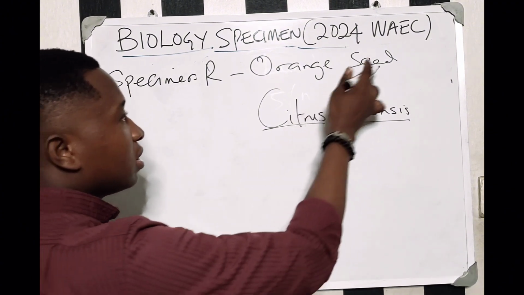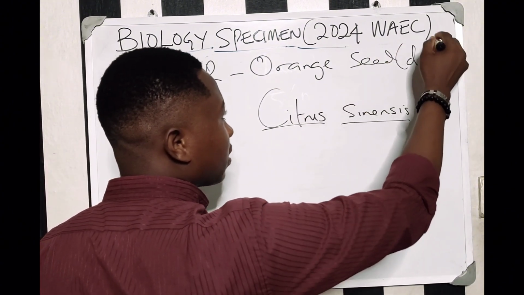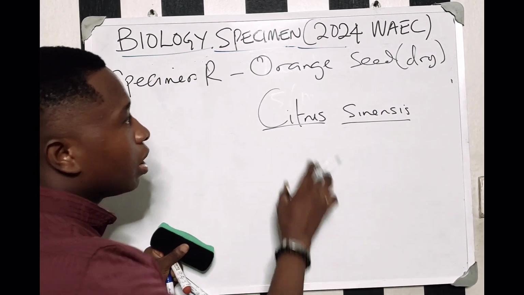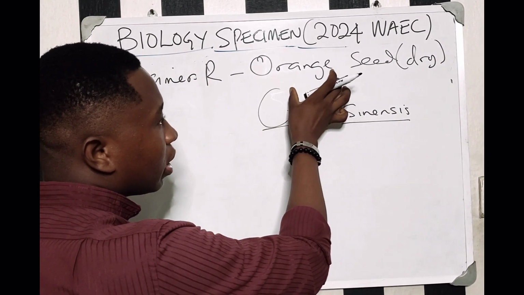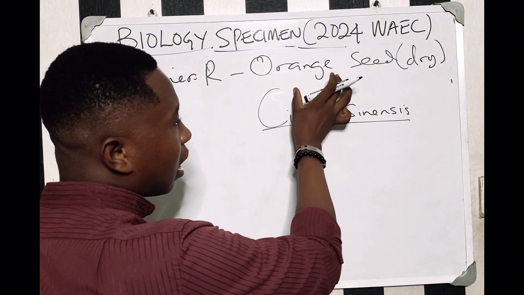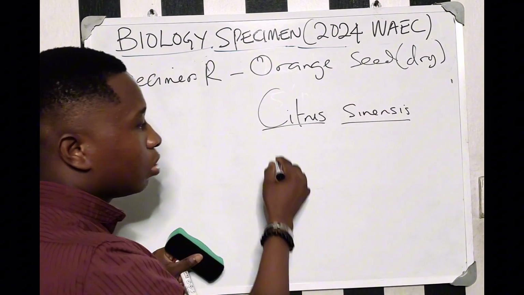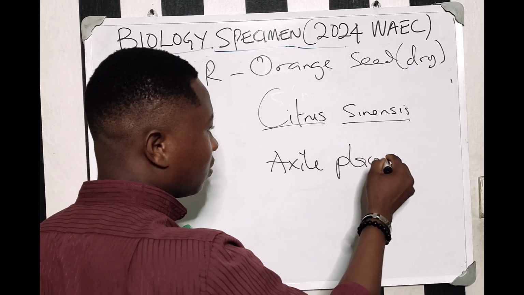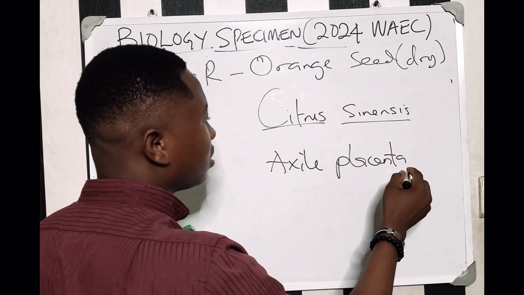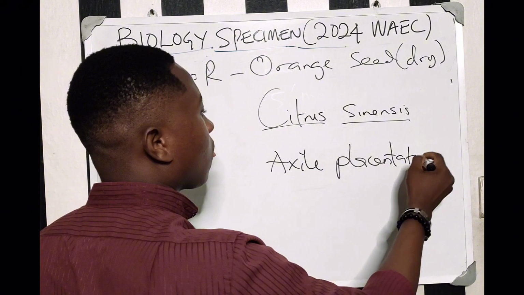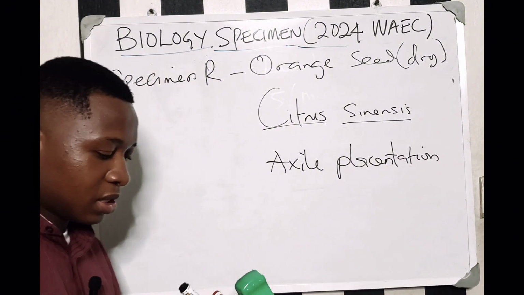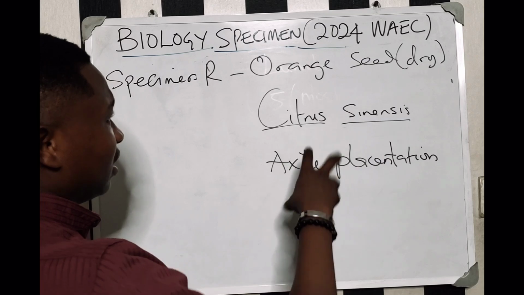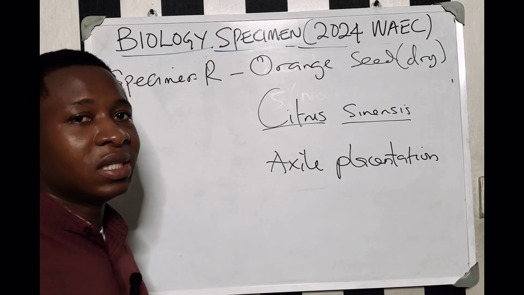Now this seed, it is expected that we should provide a dry one. Now let's look at the placentation that orange possesses, which is known as the axile placentation. In case you are asked what placentation does orange seed possess, the orange seed possesses the axile placentation, and it is propagated by the seed.